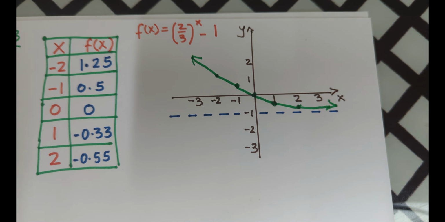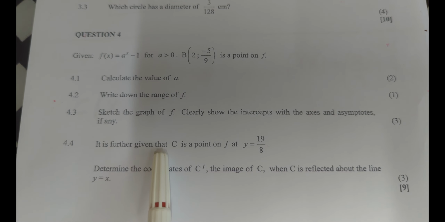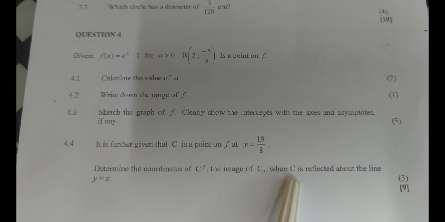That's it for question 4.3. Moving on to 4.4, it says it is further given that C is a point on the function f at y is 19/8. Determine the coordinates of C prime, the image of C, when C is reflected about the line y is equal to x.